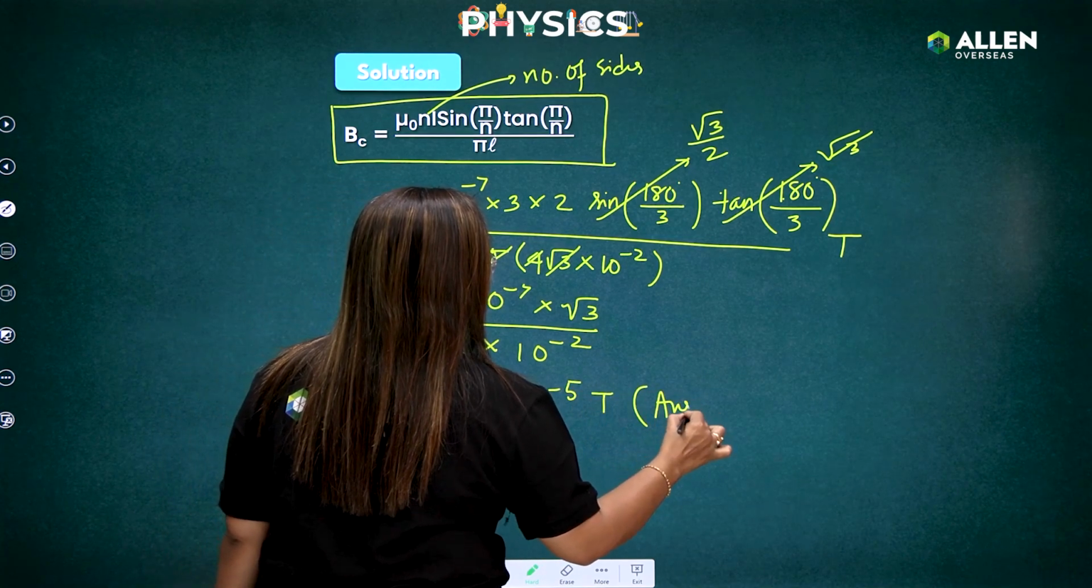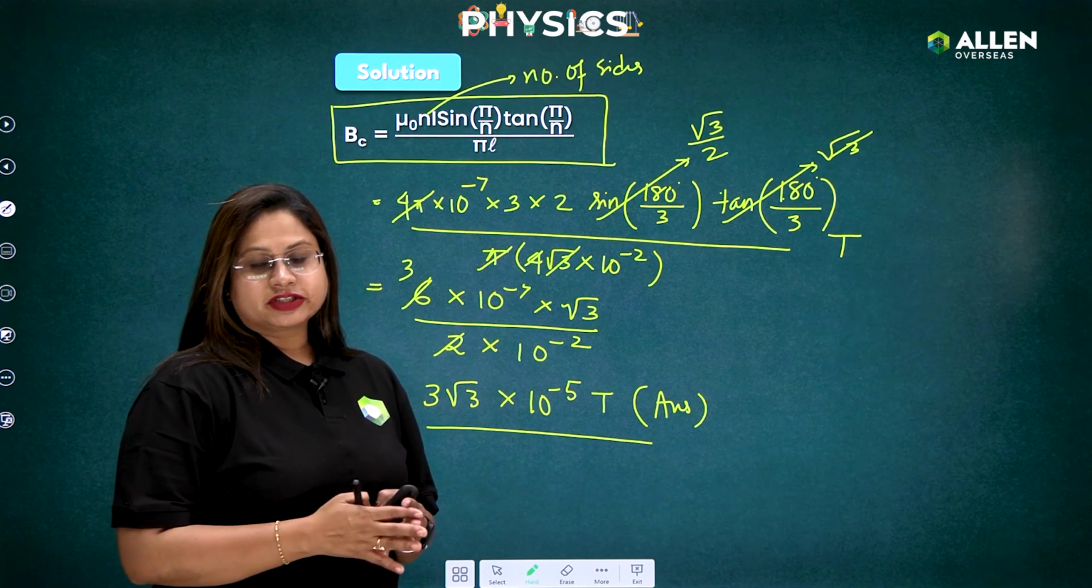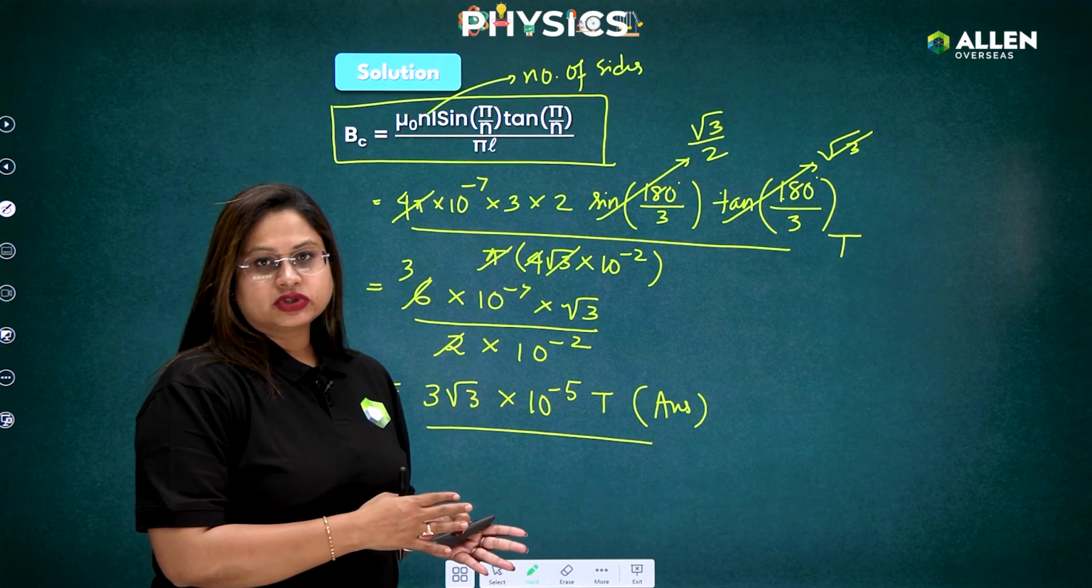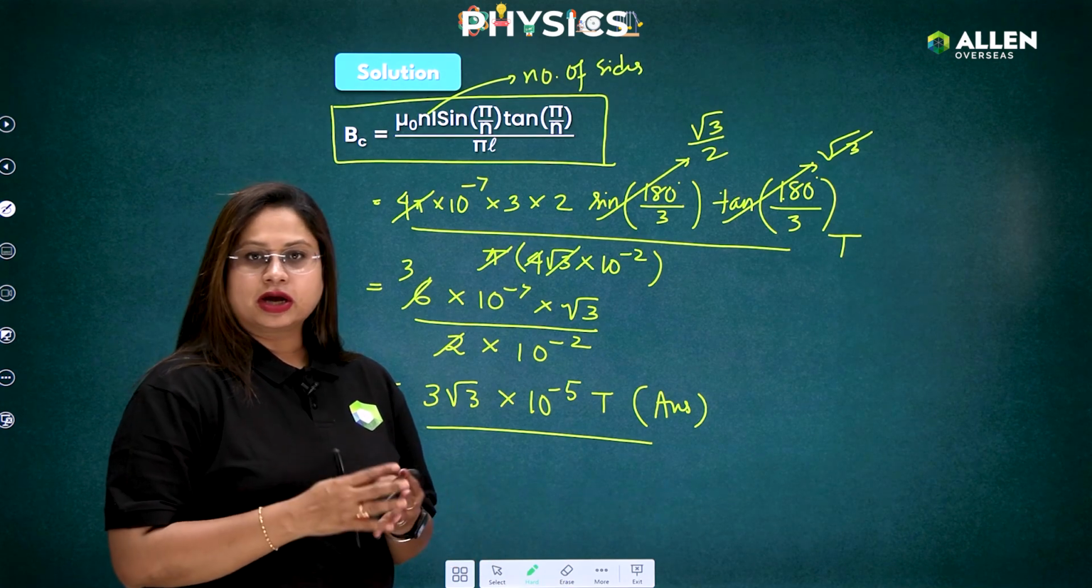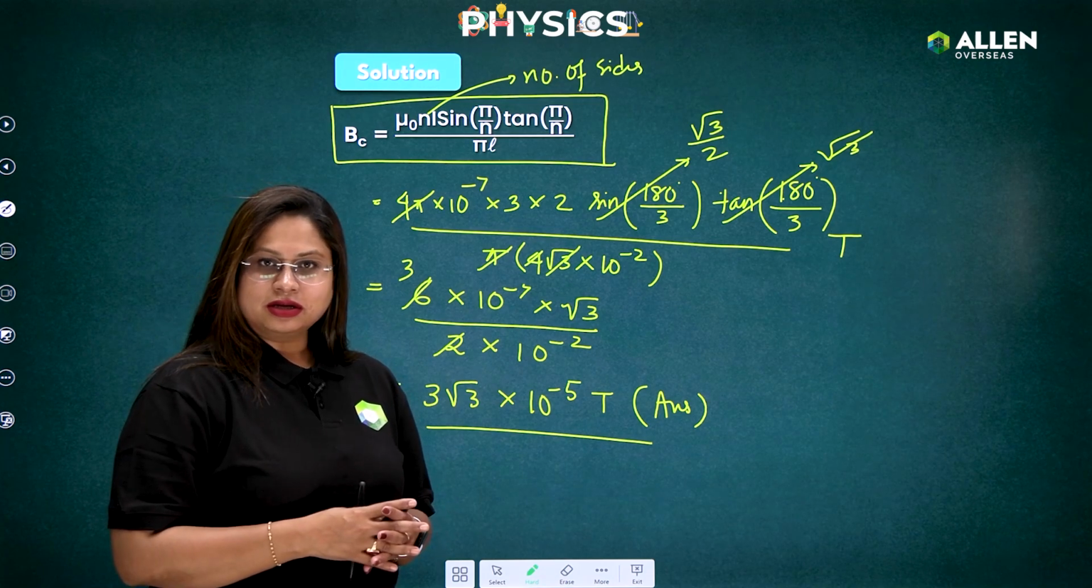This is the same answer we got in the previous case. So we can solve this question in two ways, either by using the general method by finding out the perpendicular distance, or you can use this formula directly to get the answer.